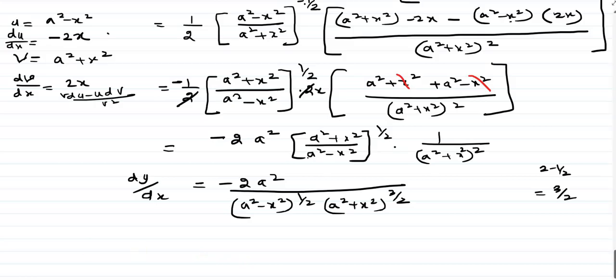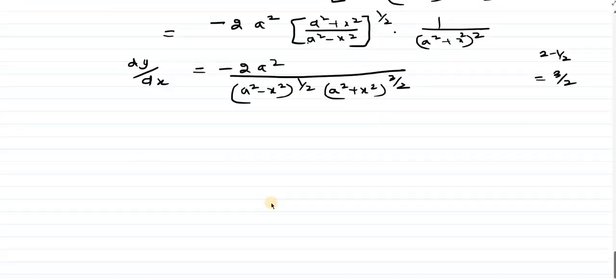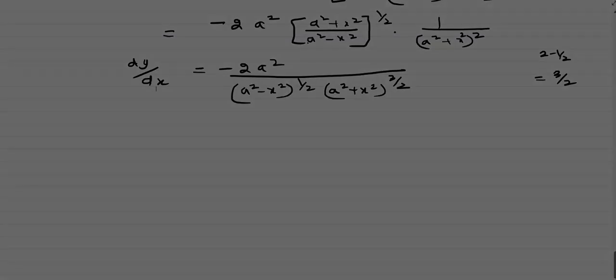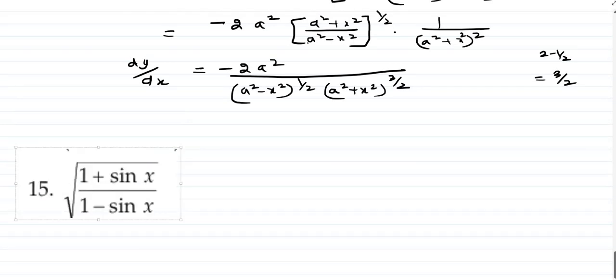Any doubt now? Okay. Next sum also similarly you have to do it. So what will it be? y equals the square root of 1 plus sin x by 1 minus sin x.